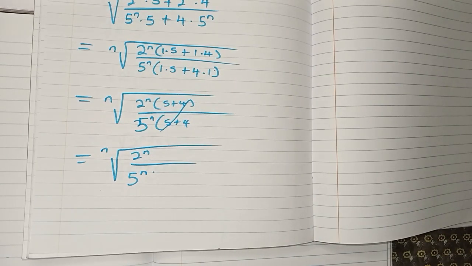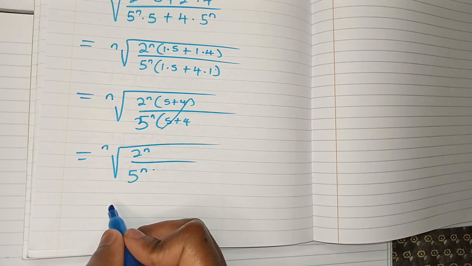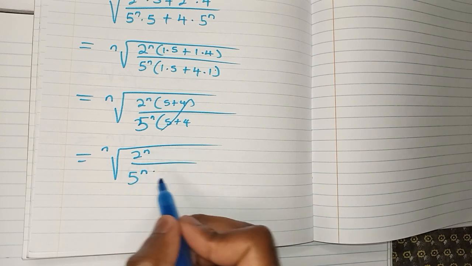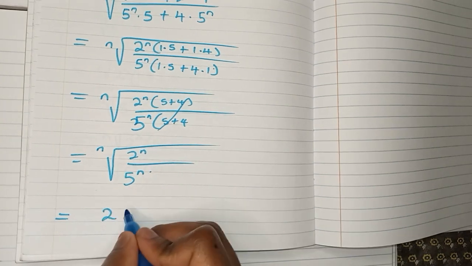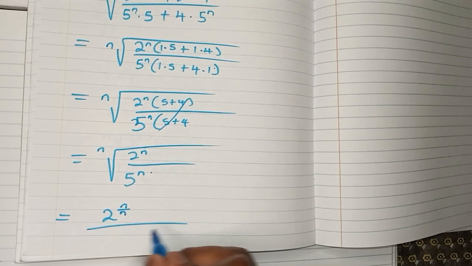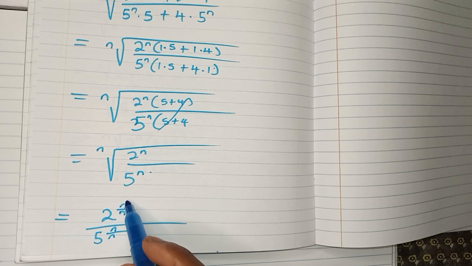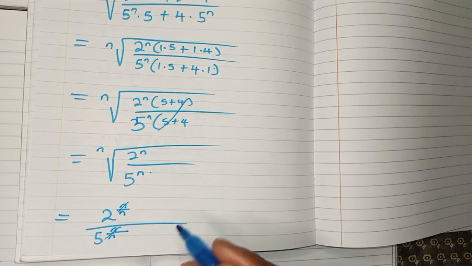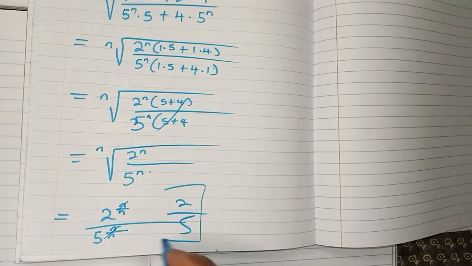Now you don't have to be confused here. It is quite tricky, but what you want to do when you get to this part is you're gonna expand. You are trying to remove the root. This will be 2 to the power n over n all over 5 to the power n over n, and these will cancel out, leaving you with 2 over 5. This is your final answer.